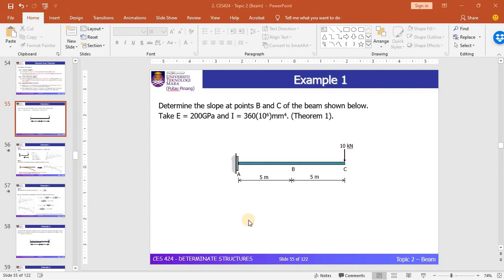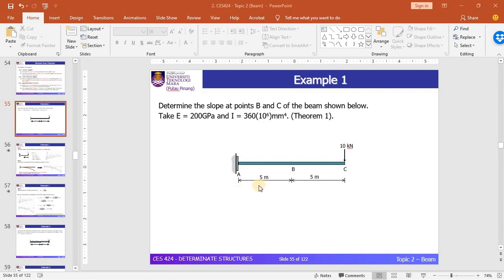Hi everyone. Okay, so in this session, I'm going to continue our lecture on the moment area theorem. In the previous lecture, I explained the moment area theorems in detail, and in this session, we will use the moment area theorem to solve a problem with regard to the displacement and rotation in a beam. So without further ado, let's start with example one.